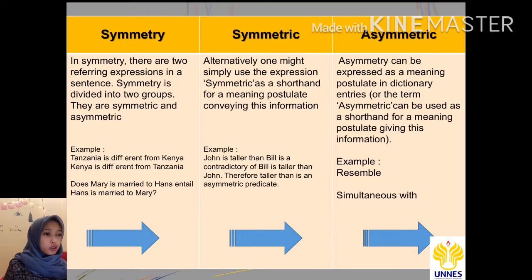Then John is taller than Bill, so taller than is an asymmetric predicate. And asymmetry can be expressed as a meaning postulate in the dictionary entries of the term. Asymmetry can be used as a shorthand for a meaning postulate giving this information. This example, simultaneous, which is just a word pair.